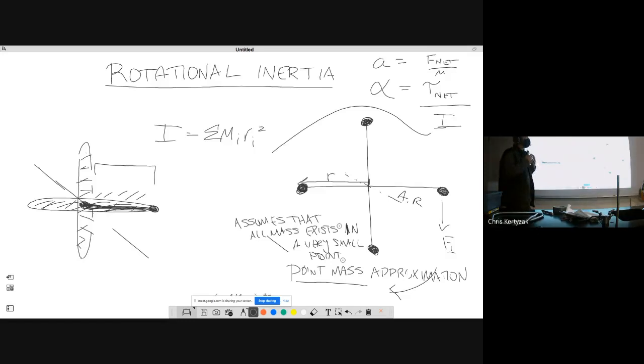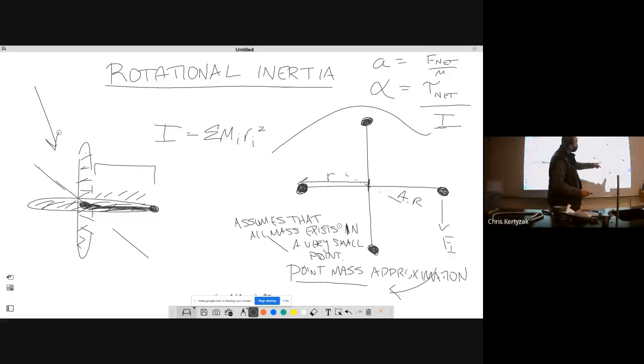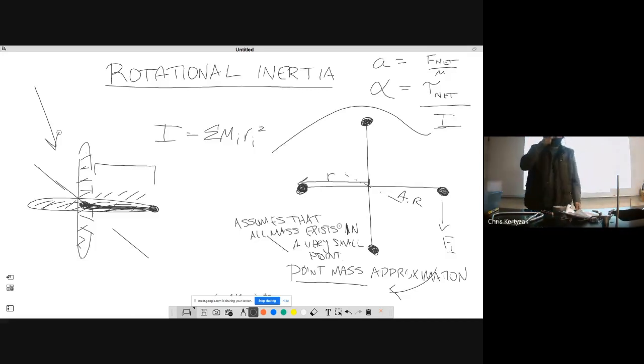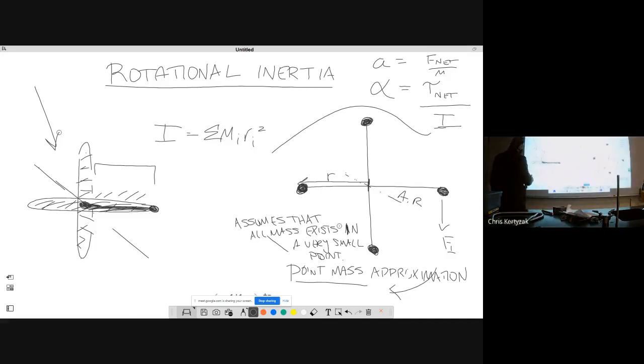But we get to use this concept of point mass fairly frequently, even though in the real world objects look like this, and we don't throw frisbees that look like the one on the right. This, by the way, is considered an extended object. This is what we usually refer to as an extended object with mass distribution, or mass distributed throughout its volume.